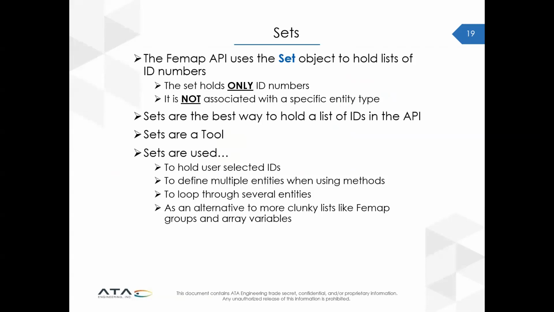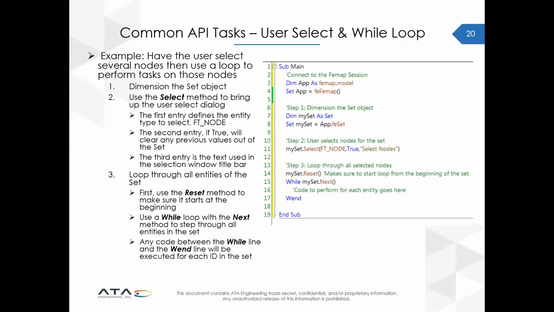They're very efficient. They work very well. And you almost have to use them, especially with the methods. They're set up to work that way. So we're going to do an example using sets. We'll also introduce you to user selection and while loops. So we did a little user selection before, but this is just showing it to you again because it's a very common task. So in this example, we will have a user select several nodes and then write a while loop to perform the same task for each node.